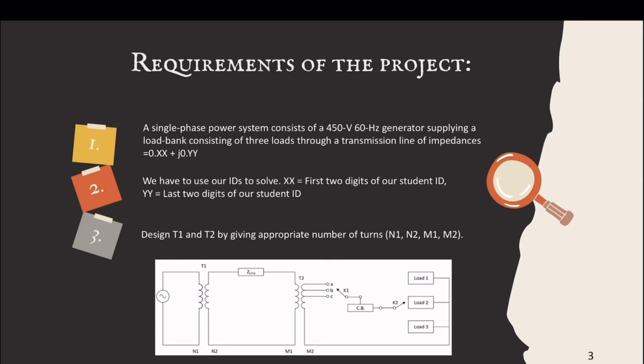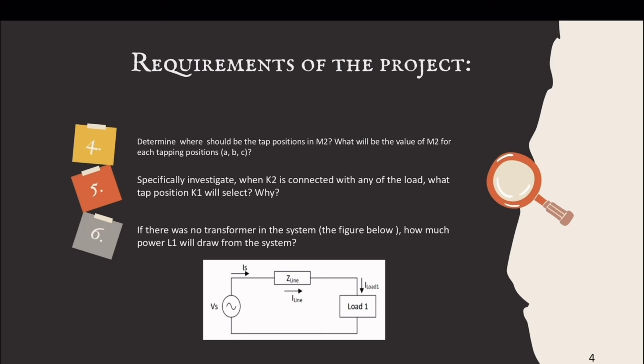Third, design T1 and T2 by giving an appropriate number of turns N1, N2, M1, and M2. Fourth, determine where the tap position in M2 should be, and what the value of M2 will be for each tapping position. Fifth, specifically investigate when K2 is connected with any of the loads, what tap position K1 will select and why. Sixth, if there was no transformer in the system, in the figure we have below, how much power L1 will draw from the system.